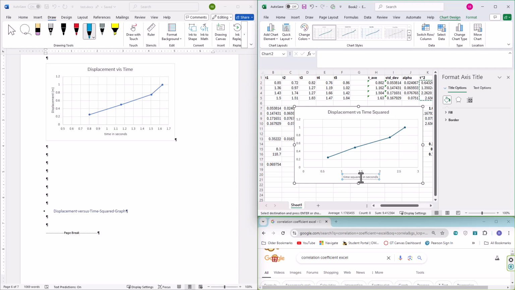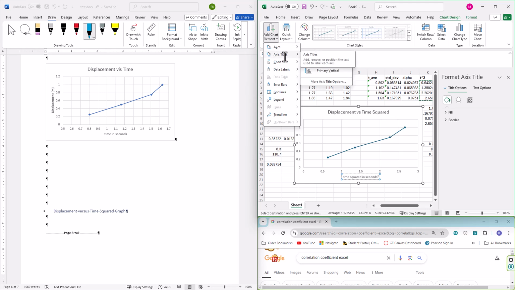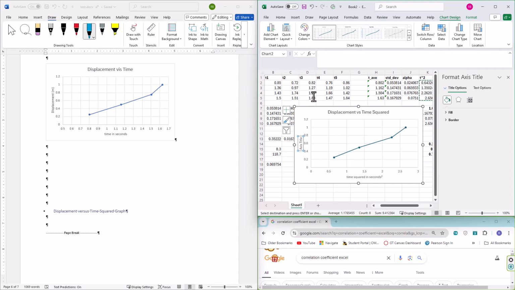Well, if I wanted to do superscript, that would be Control Shift plus for squared, Control Shift plus to bring it down. So that's how you would do that. Then add the Y element. All right, so that is going to be primary vertical. That is going to be, once again, displacement in meters. There you go. I didn't realize that you could just type it in just like that, but live and learn, right?